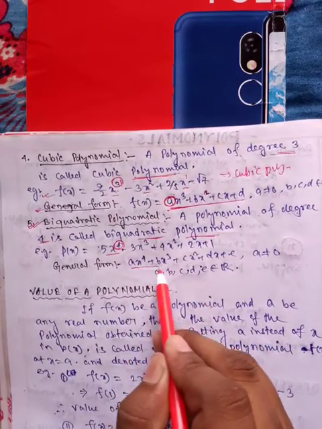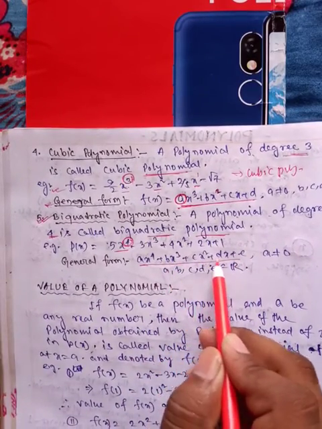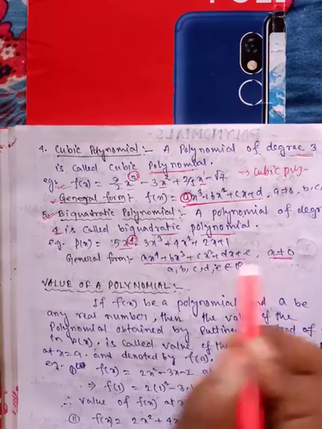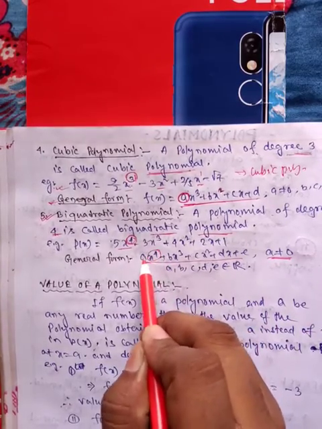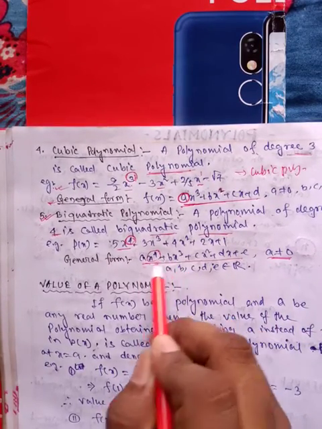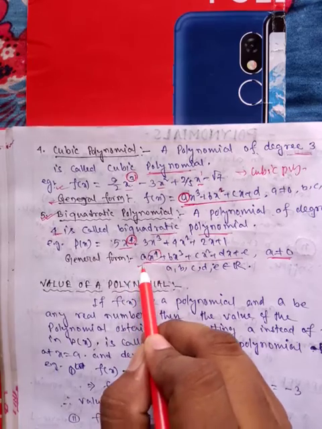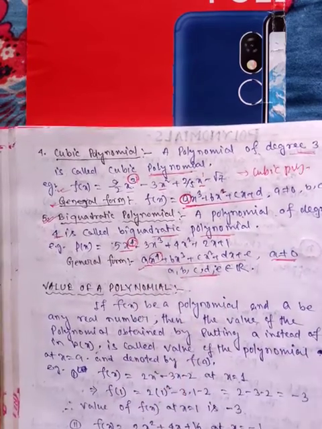And the general form is ax to the power 4 plus bx cube plus cx square plus dx plus e, a not equal to 0. Because the maximum power is 4, if a is 0, the maximum power would be 3. For the biquadratic one, a is not equal to 0, and these are all real numbers.